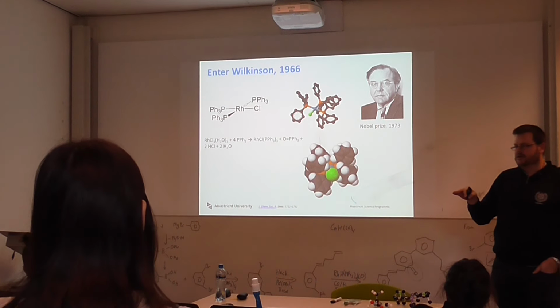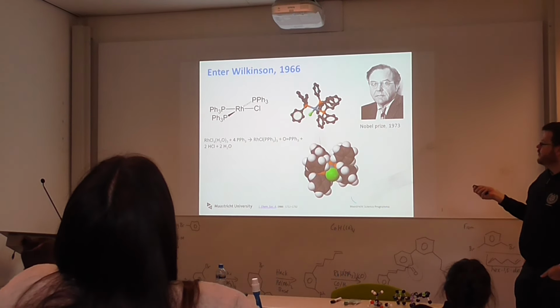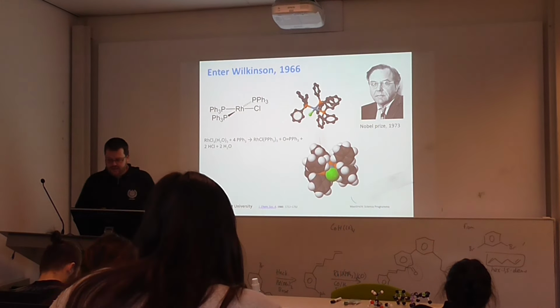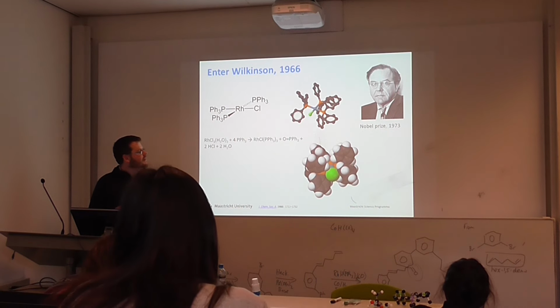So in the mid-1960s, Geoffrey Wilkinson, who, as some of you may know, won a Nobel Prize in 1973, which he shared with Fischer. In fact, he didn't win a Nobel Prize for the work that he did on hydrogenation catalysis. He won it for the work that he did on the structural elucidation of sandwich compounds. But anyway, he was from Imperial College. He was an excellent organometallic chemist.